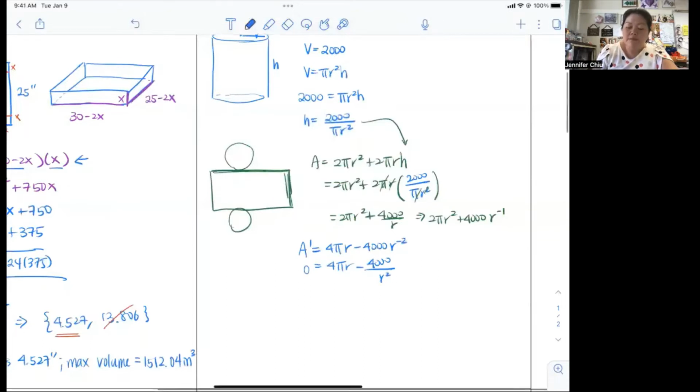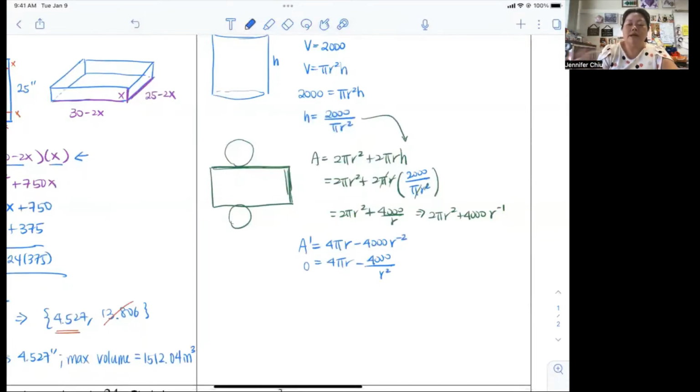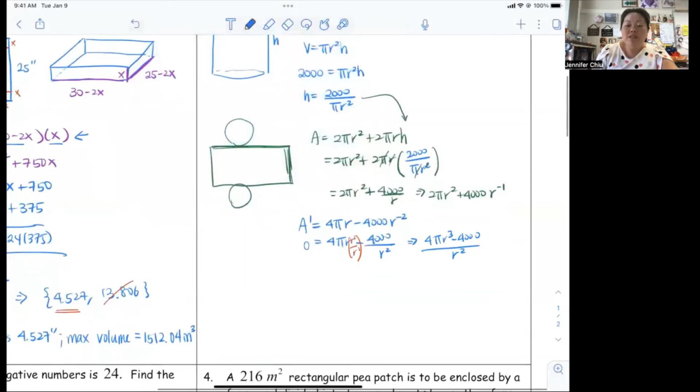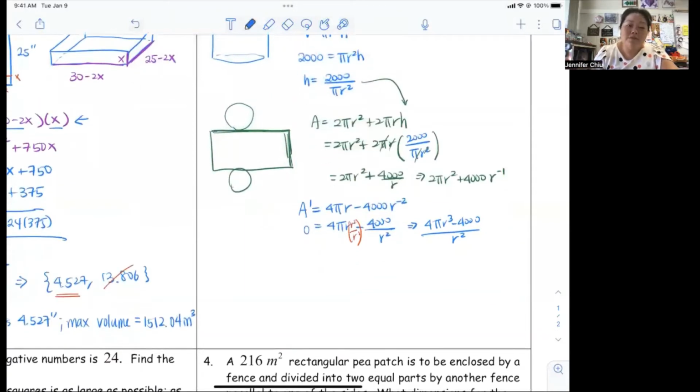And same as in the previous lesson, we're going to write this as one fraction before we start solving. So to write one fraction, you simply multiply the left side by r squared over r squared to make a common denominator. So I get 4 pi r cubed minus 4,000 all over r squared, right? And now we know the denominator will not give us a true maximum or minimum, because the denominator usually gives us the vertical tangent or the cusp. So we can just ignore the denominator when we're solving for optimization, and just solve for the numerator.